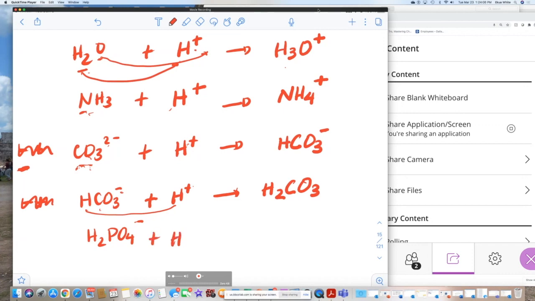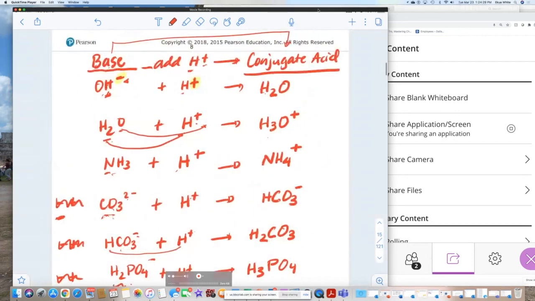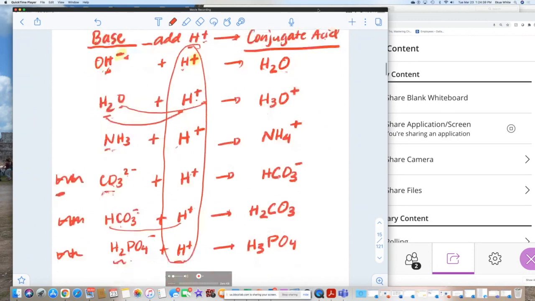Over here, H plus, and then let's see. You add this to this, H2 plus H, right? So we end up with H3, okay? And then P doesn't change. O4 doesn't change. But what about the charge? A negative and a positive neutralize each other, so the resulting formula has no charge. And so I just got all my conjugate acids from my given base. If you add H plus to each of these formulas, this is what you get, okay?